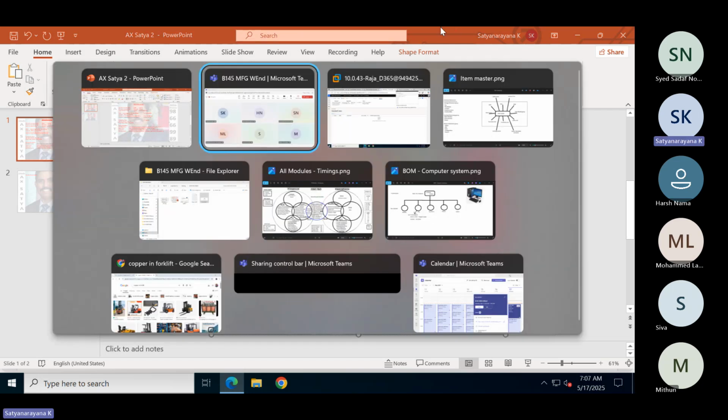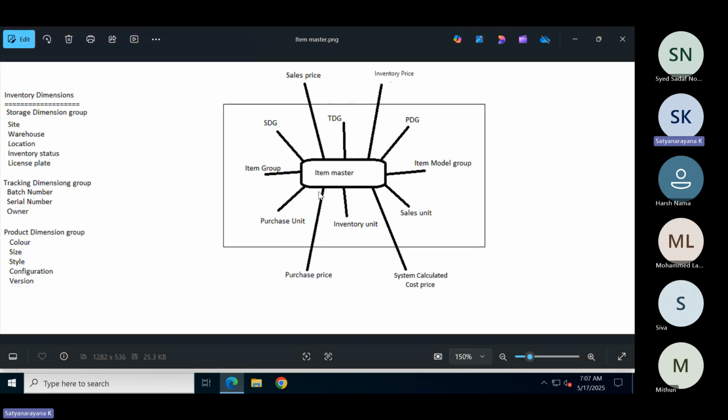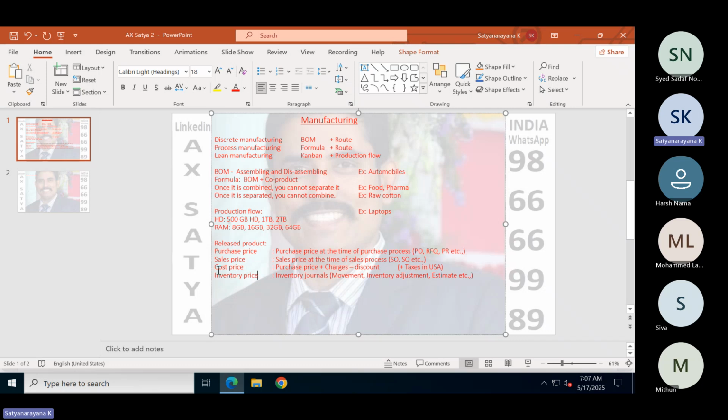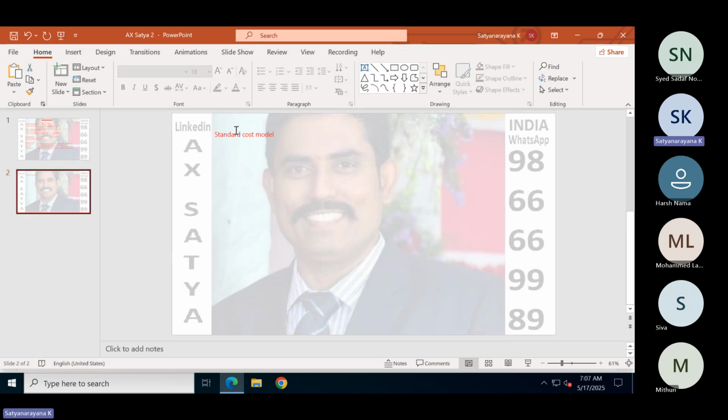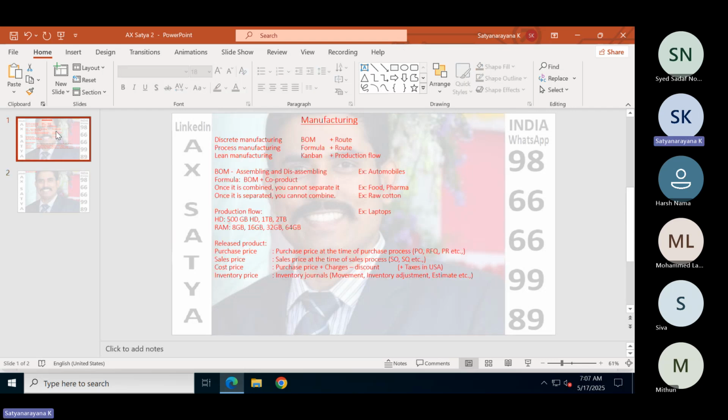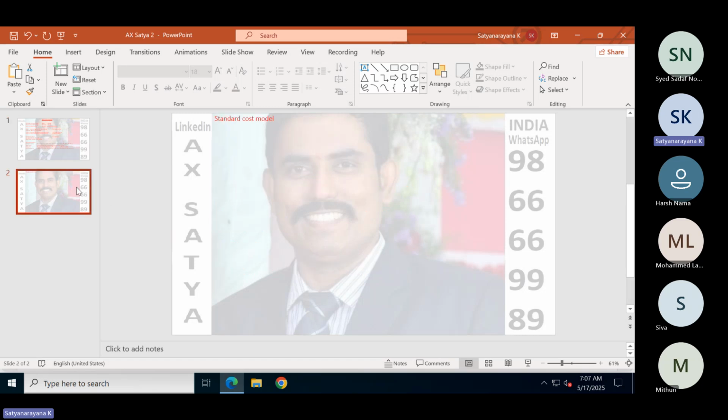So in the item master, you need to understand purchase price, sales price, inventory price, and system calculated cost price. This cost price will be calculated by the system. You need not do anything. The system will do it. Apart from these four, you need to understand the standard cost method differently. These are four prices: purchase price, sales price, cost price, inventory price. Along with these four, you need to understand standard cost model functionality.